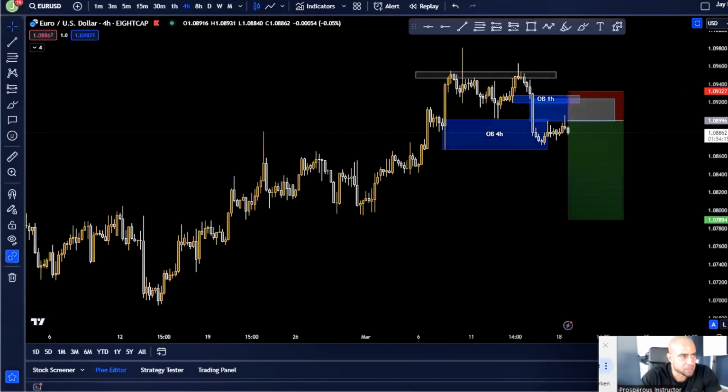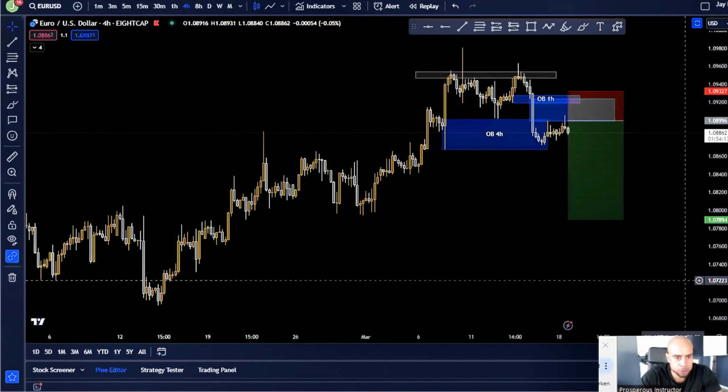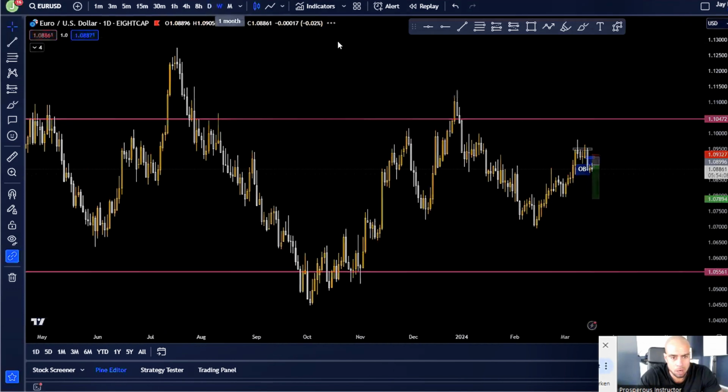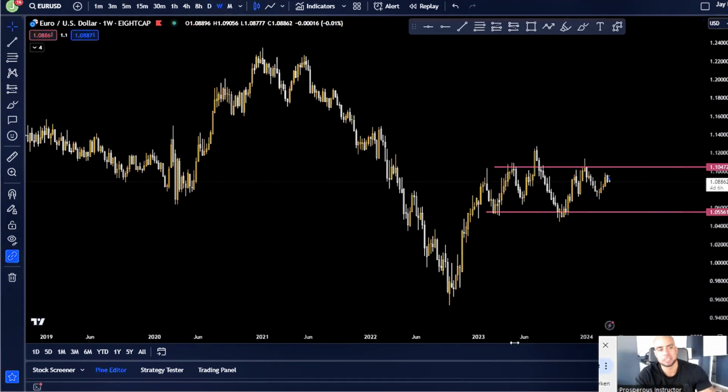All right, so let's break this down. We're looking at Euro USD first, and we're gonna break it down from top down, all the trades here, because the thing is like this.